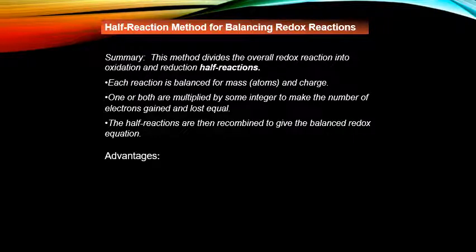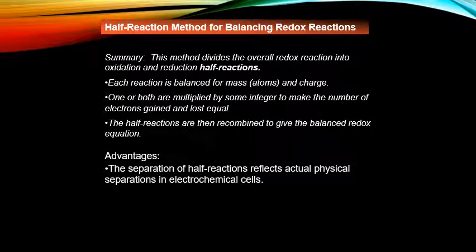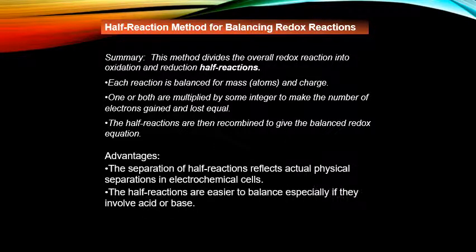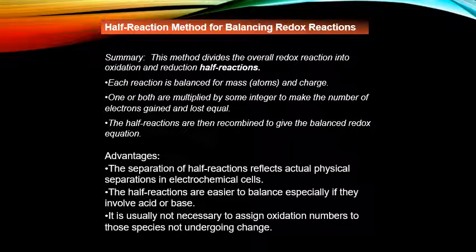And when we talk about these types of reactions, there's a number of different things that we can look at. The separation of the half reactions actually does a really good job of reflecting the actual cell compartments that we would have in electrochemical cells. The half reactions are easier to balance, especially if they involve an acid or a base. And usually it's not necessary to assign oxidation numbers to those species that are not undergoing a change.